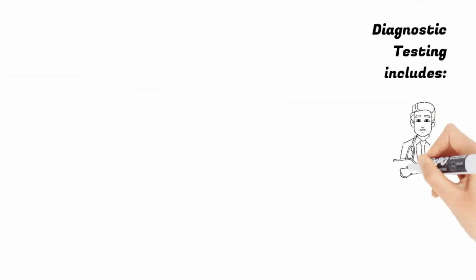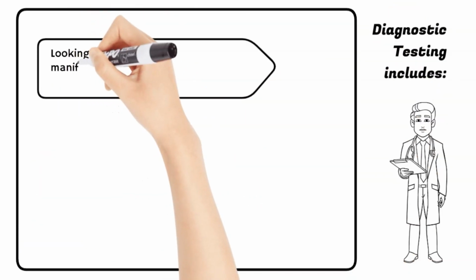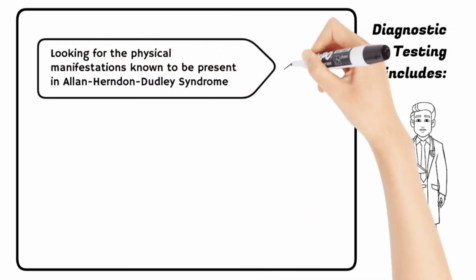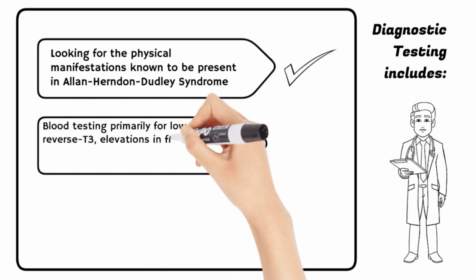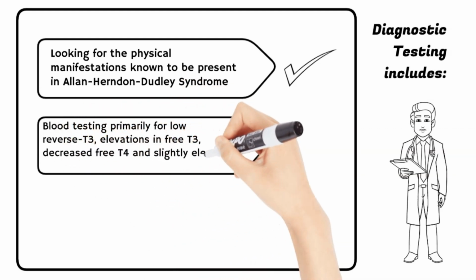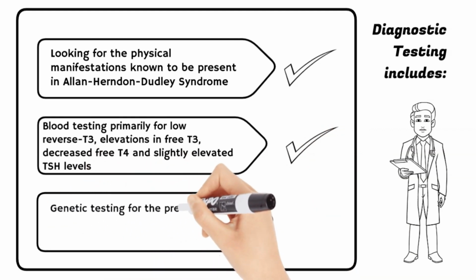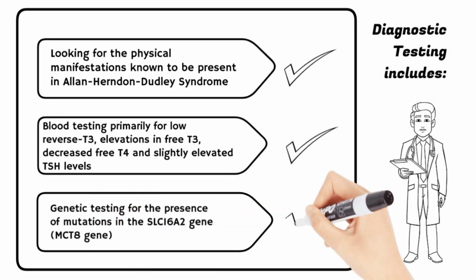Diagnostic testing includes looking for the physical manifestations known to be present in Allan-Herndon-Dudley syndrome. Also blood testing to look primarily for the low levels of reverse T3, the elevations in free T3, a decrease in free T4 levels, and a slightly elevated TSH level, and genetic testing for the presence of the mutation in the SLC16A2 gene, which is the MCT8 gene.